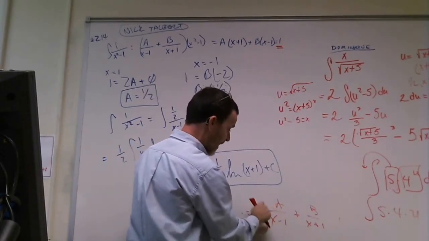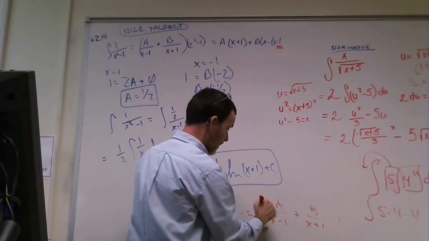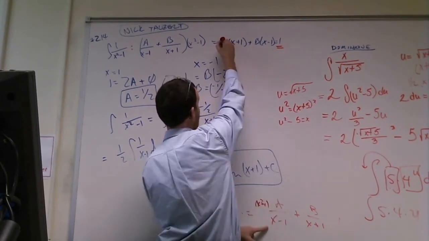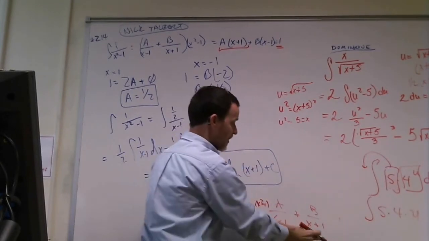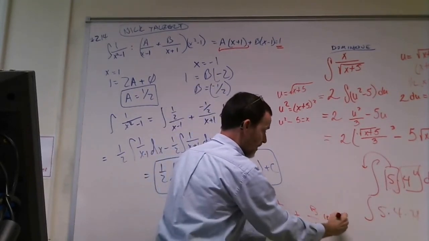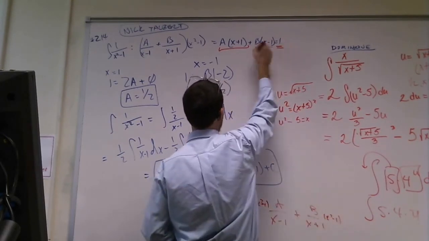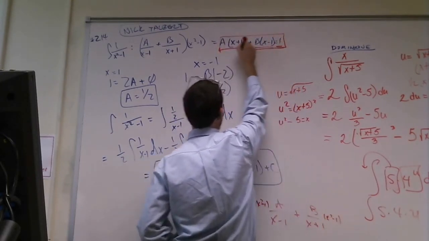What do you have on this side? Well, if you multiply this by x squared minus 1, that's x minus 1 times x plus 1, so the x minus 1's cancel, and you have a times x plus 1. On this side, you multiply this by x squared minus 1, the x plus 1's cancel, so you have b times x minus 1. So this is where you are now.